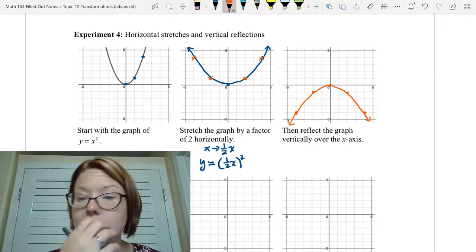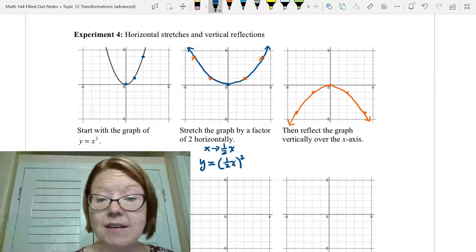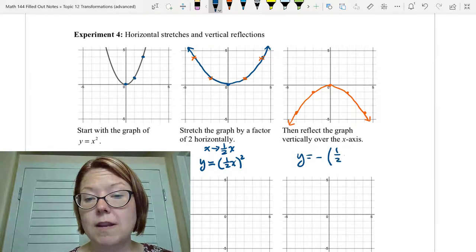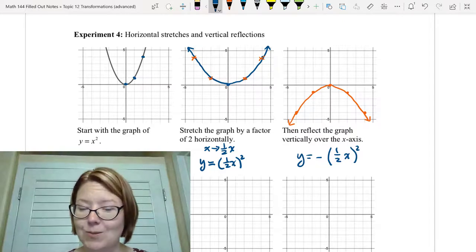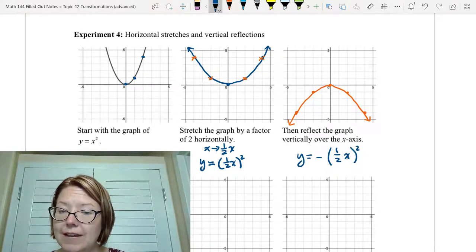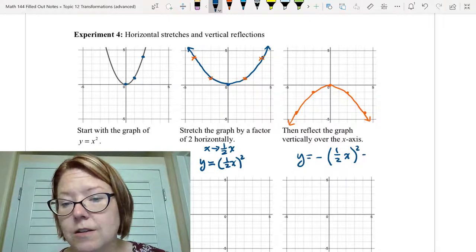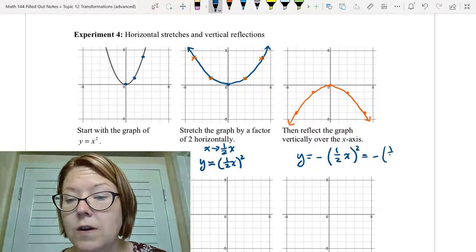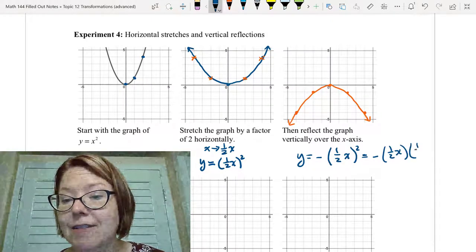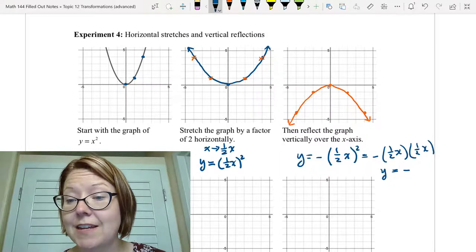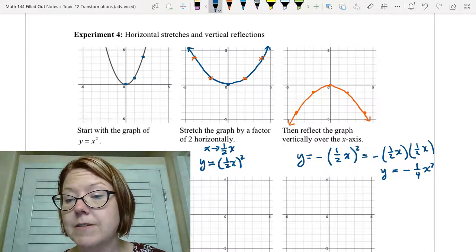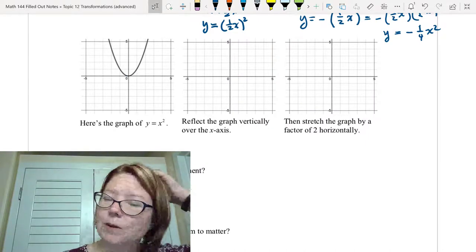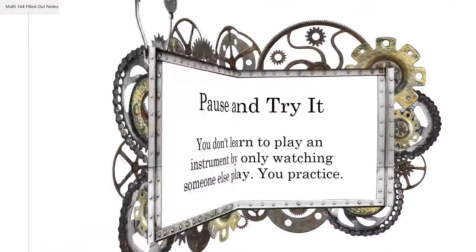How would we write that? Well, vertical reflection is applying a negative to the outside. So we'd have y equals a negative on the outside, (1/2 x) squared. And you could actually write this a little bit differently. You could do that squaring. So just remember that this is like a negative and then 1/2 x times 1/2 x. So this is really going to be y equals negative 1/4 x squared with no parentheses involved anymore. We've done a lot of these now. So why don't you go ahead and work your way through this and just come back when you're finished.